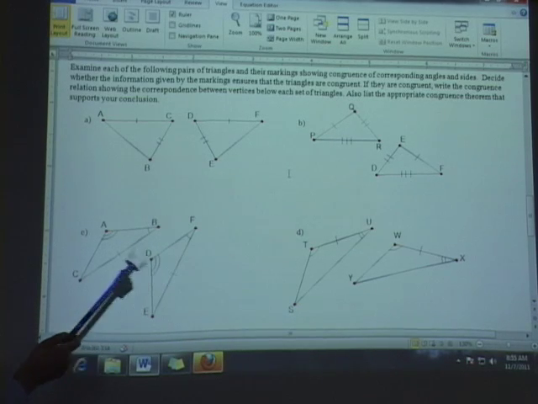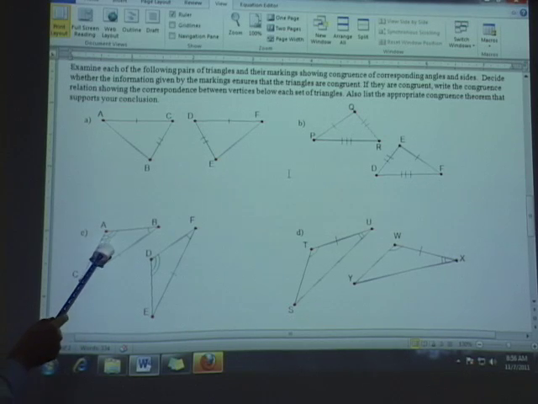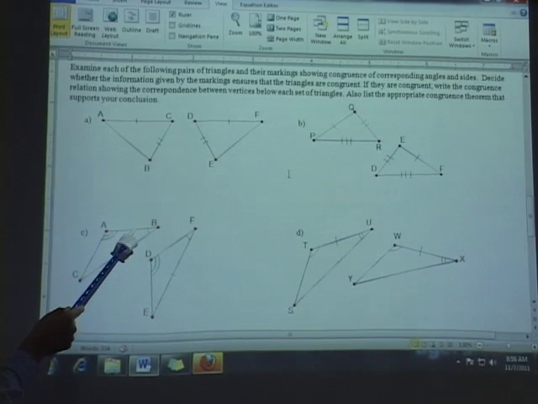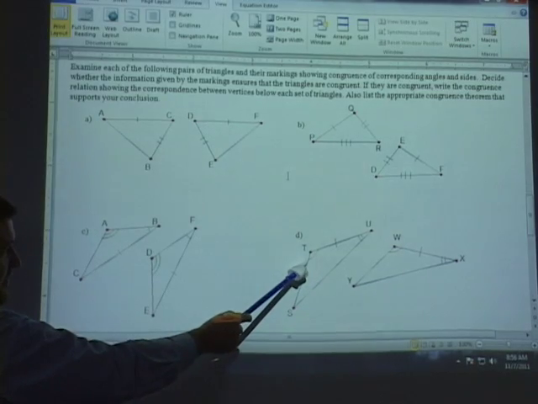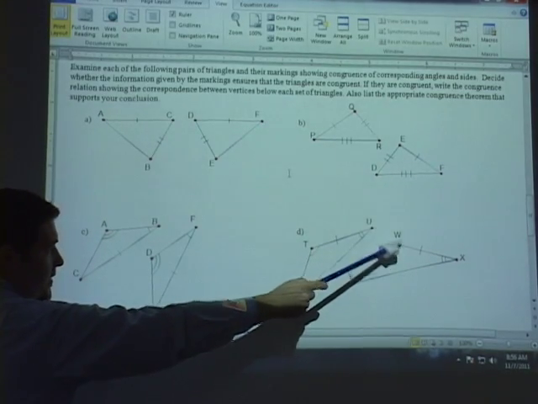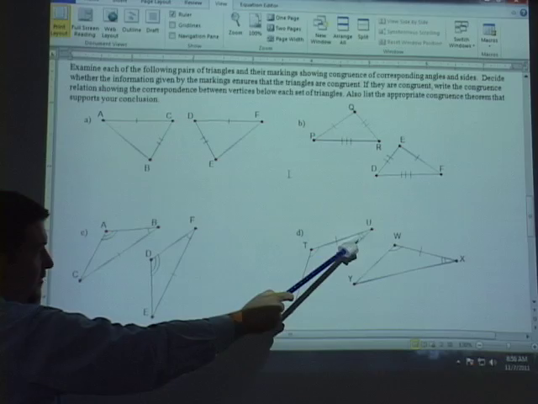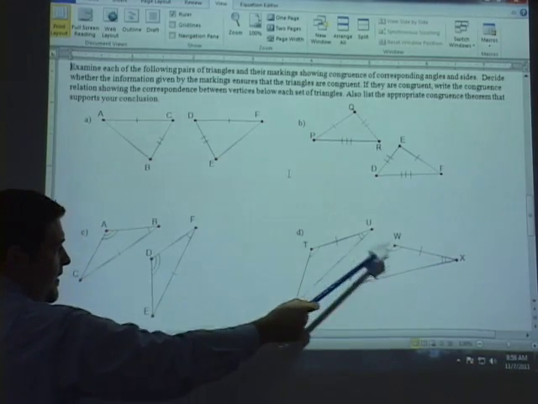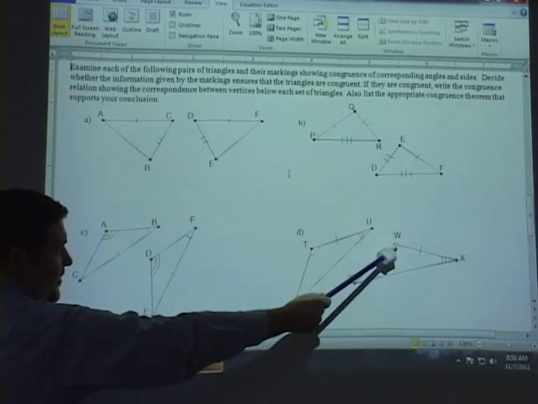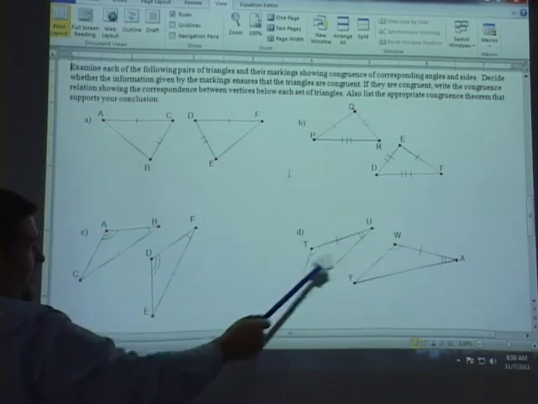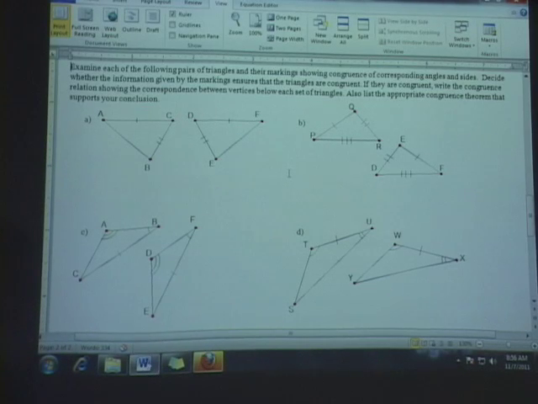Angle, angle, side. It does make a difference where those angles and sides are. This is not angle, side, angle, but angle, angle, side. For angle, side, angle, we need a mark in between, which leads us to our last set of triangles. Here we have angle T congruent to angle W with a single arc. We have angle U congruent to angle X by the double arc. And then in between the 2 angles is the side TU with 1 dash congruent to WX with 1 dash, therefore making angle, side, angle the congruency theorem for this triangle's pair.